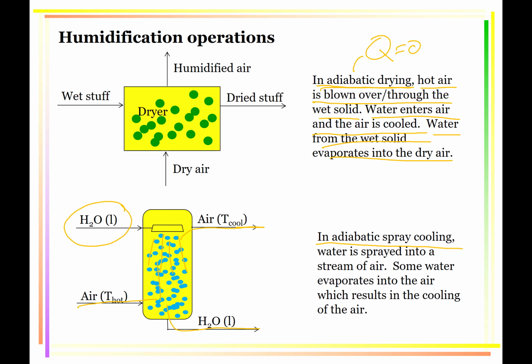So the water is sprayed into a stream of air. Some water evaporates into the air, which results in the cooling of the air, and then once the air is cooled, that water comes back out, because you cannot get as much water into hot air as you can get into cool air. So as the air is cooled, the water condenses out.